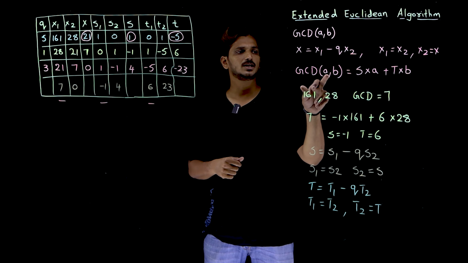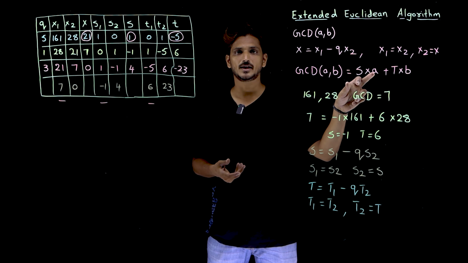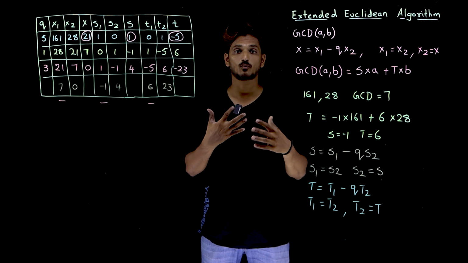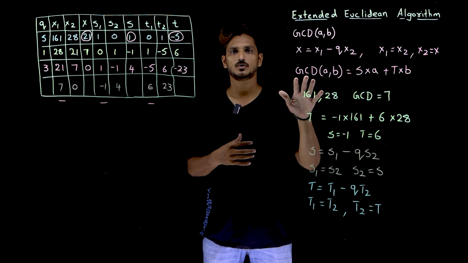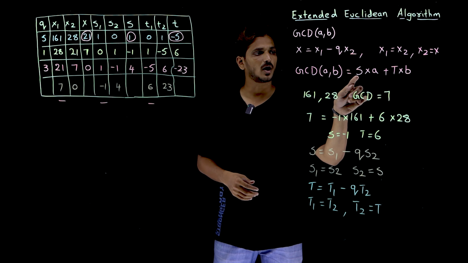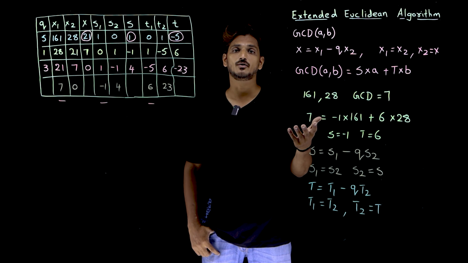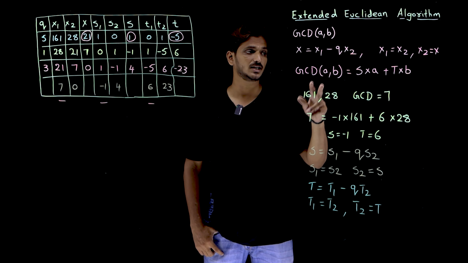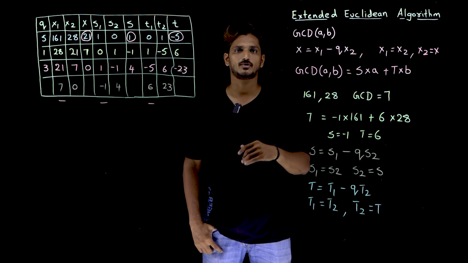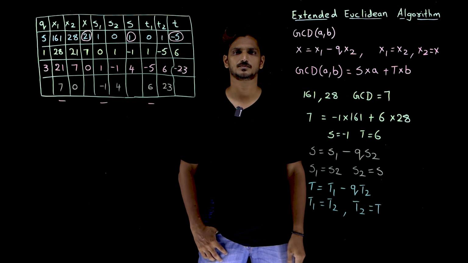So that's why the GCD of A comma B can be written as some constant multiplied by A plus some constant multiplied by B. This is how we can write the GCD value. So finally, in the extended Euclidean algorithm, we are going to identify these S and T values. This is what we need. Why do we need these S and T values? We are going to use them in our coming classes. First, try to understand how we identify these S and T values.